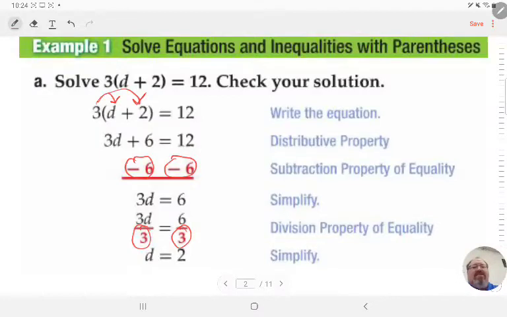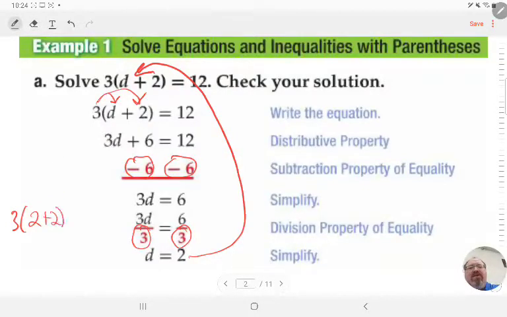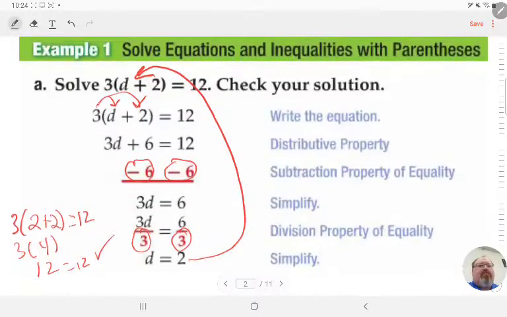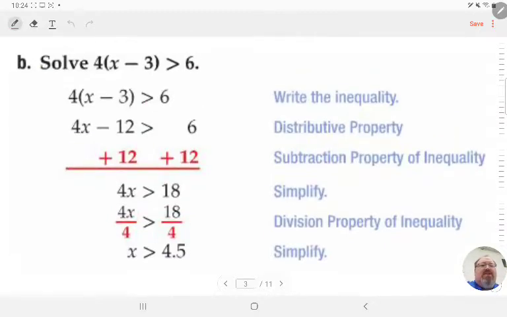Now to check this, I would take 2 everywhere there's a d and plug it in. So I would have 3 times 2 plus 2. Well, that wouldn't make much sense, would it? I would have 3 times (d plus 2) with d as 2, so 2 plus 2 should equal 12 over 3. Well, 3 times 4, which is 12, and 12 equals 12, so it checks. Okay? All right.